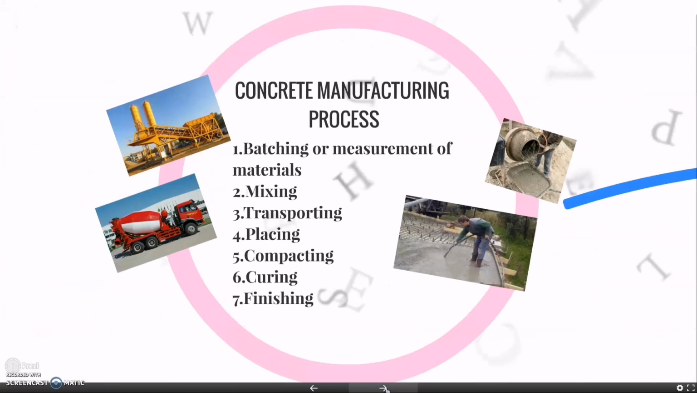Let us talk about the concrete manufacturing process. The first process is batching or measurement of the materials, followed by mixing, transporting, placing of concrete, compaction process, curing of concrete, and lastly, the finishing.